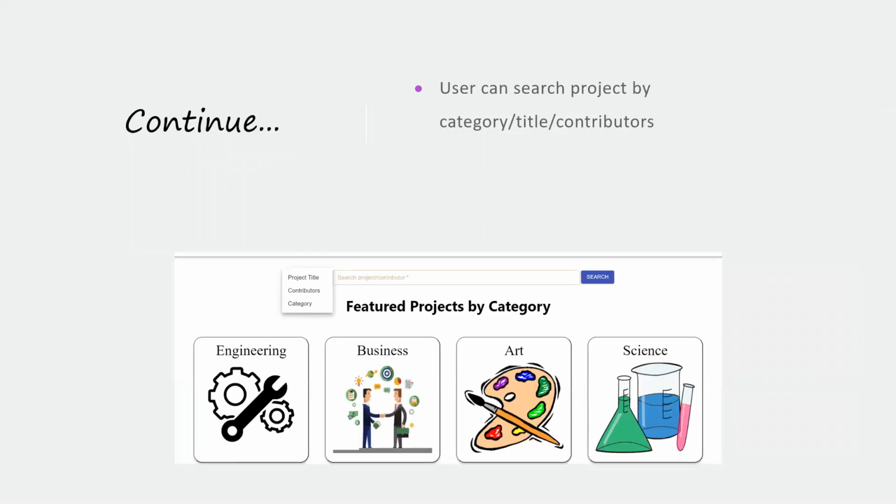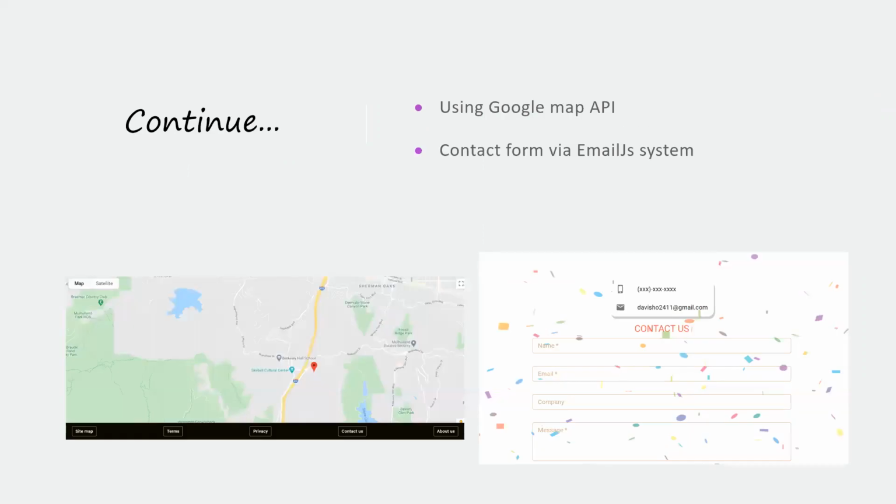User can search project by category, title, and contributors. Also, user can check site map by using Google Map API. If user have any questions, they can contact our team via EmailJS system.